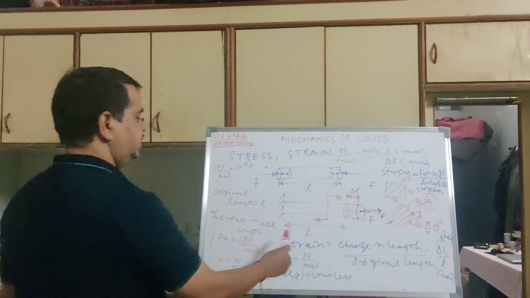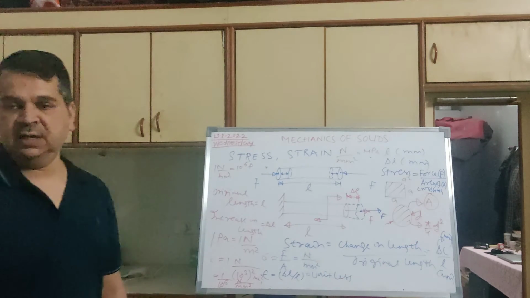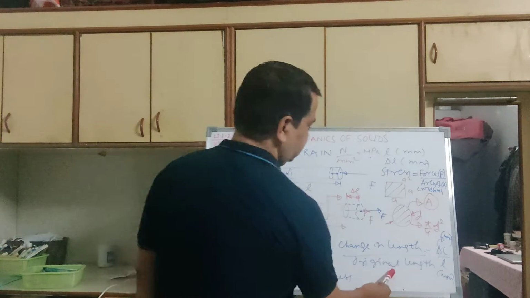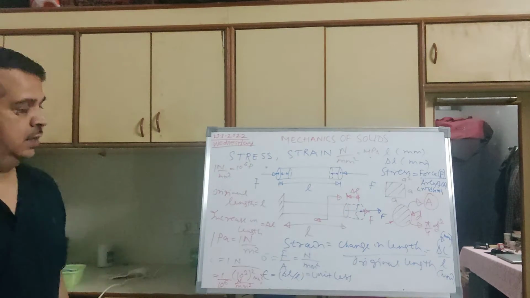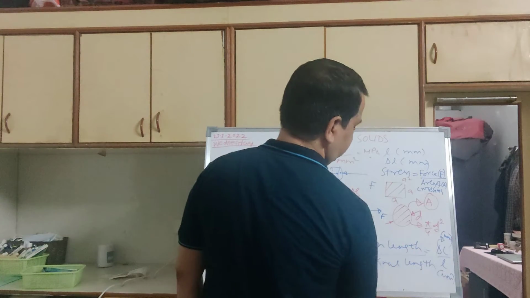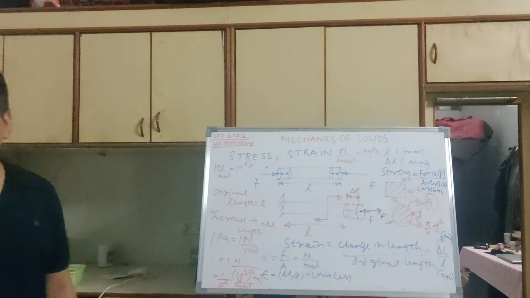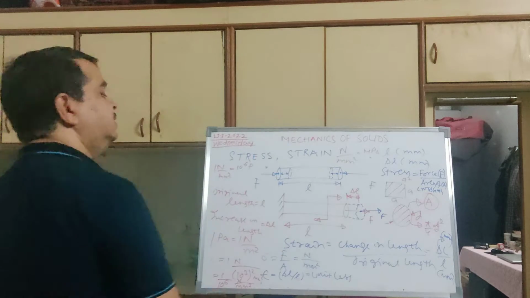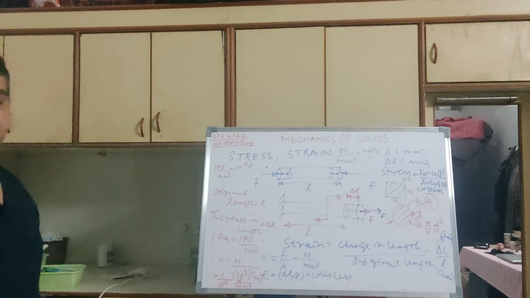Okay, so strain is equal to change in length by original length. What is the change in length? Delta L. What is the original length? Length L. The unit of delta L is mm and the unit of L is mm, so mm by mm means it becomes unitless. So strain is unitless. Very important thing.